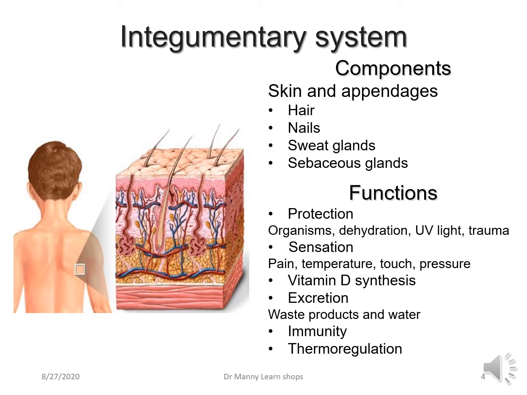The first system is the integumentary system, and it consists of the skin and its appendages, such as the hair, the nails, the sweat glands, and the sebaceous glands. Its functions are to protect, to provide sensation, and to eliminate waste products and excess water.